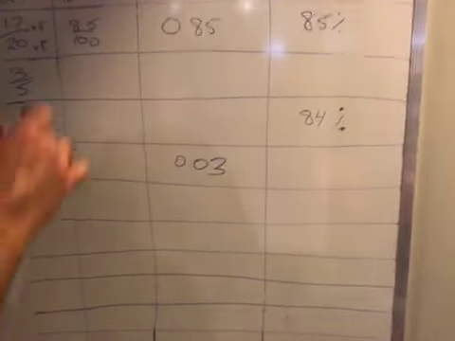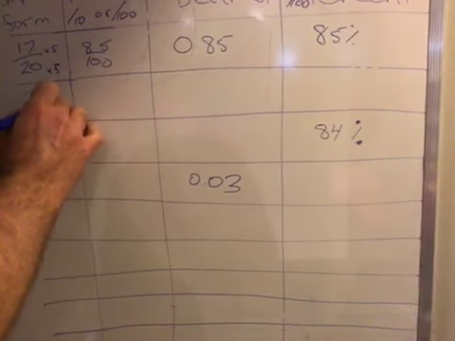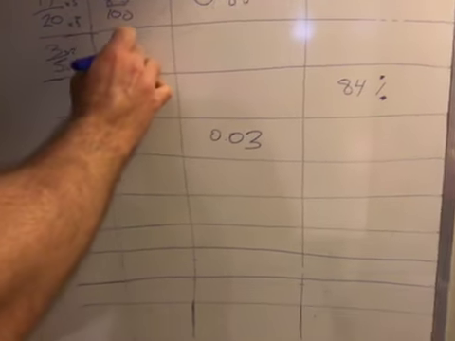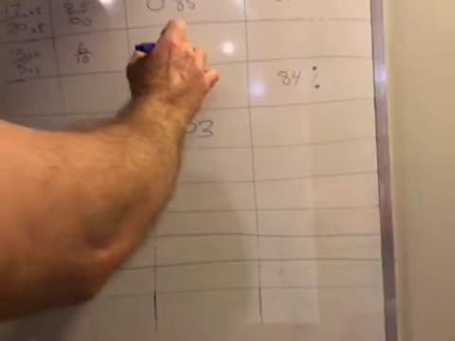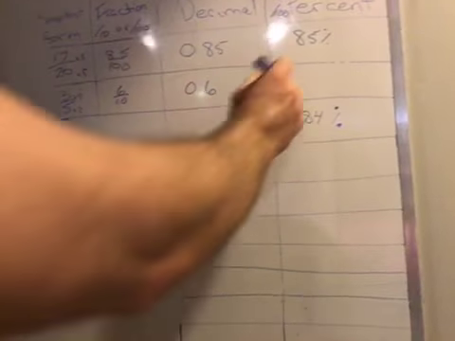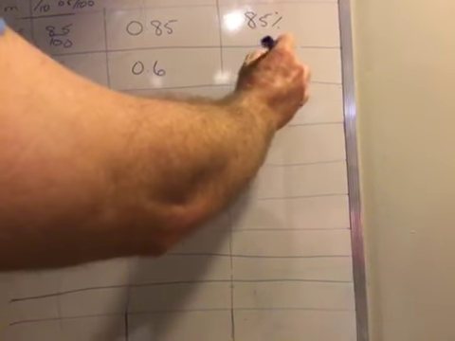Now we have 3/5. I can make 3/5 out of 10. I can multiply this by 2 and this by 2, and I get 6 out of 10, which gives me 6/10, and it gives me 60%.